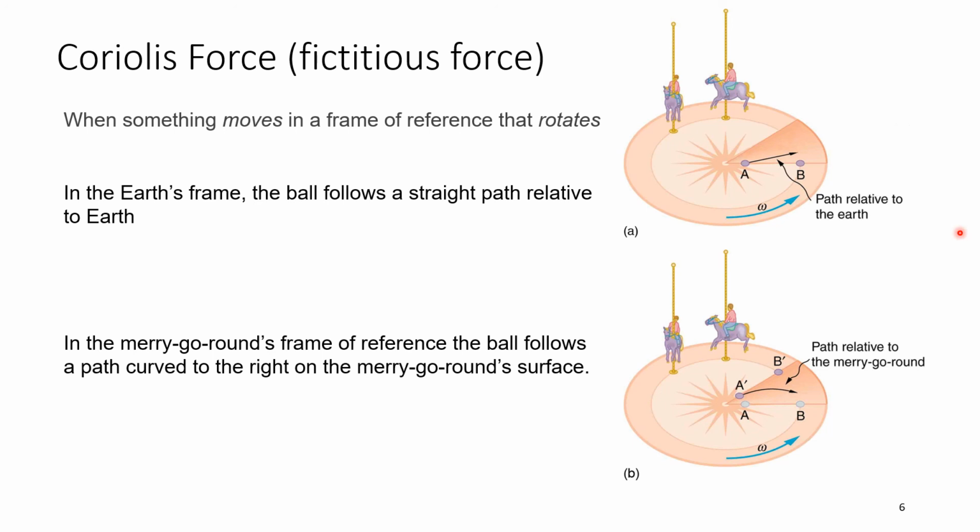The fictitious force, Coriolis force, can be used in any frame of reference that rotates with respect to an inertial frame, like the Earth, to explain why objects follow curved paths. This allows us to apply Newton's laws in non-inertial frames of reference. And it has a lot of application, including the Earth's weather systems. You can read the textbook for more information if you are interested.